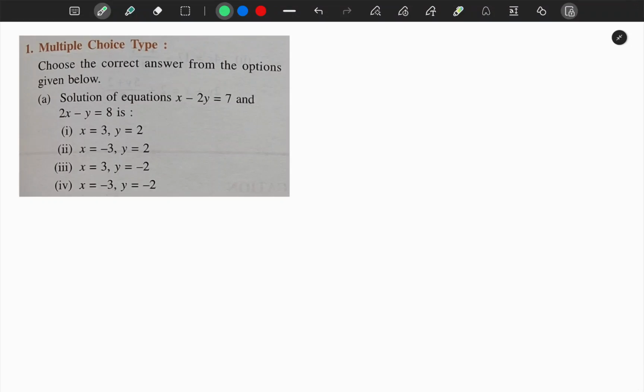So starting with MCQ A, the solution of equations x minus 2y equals 7 and 2x minus y equals 8 is what among these four options? First I'll quickly write down the two equations. x minus 2y equals 7 and 2x minus y equals 8.